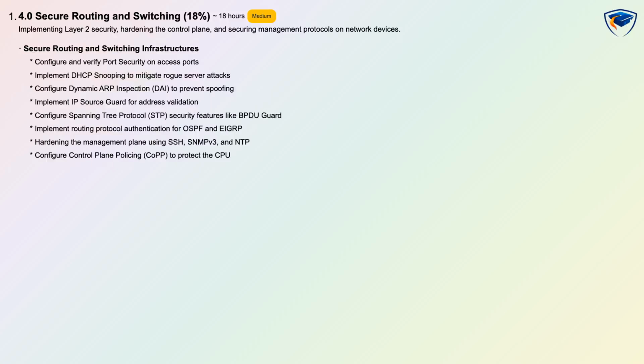You'll also learn about IP source guard for address validation and configuring spanning tree protocol, STP security features like BPDU guard. Additionally, this domain covers routing protocol authentication for OSPF and EIGRP, hardening the management plane using SSH, SNMPv3, and NTP, and configuring control plane policing, CoPP, to protect the CPU.